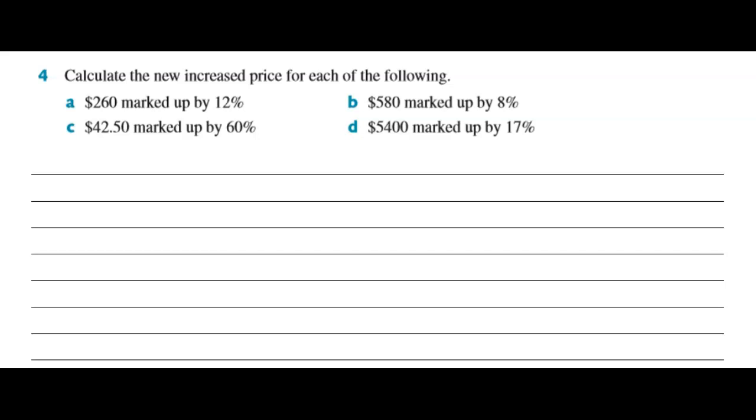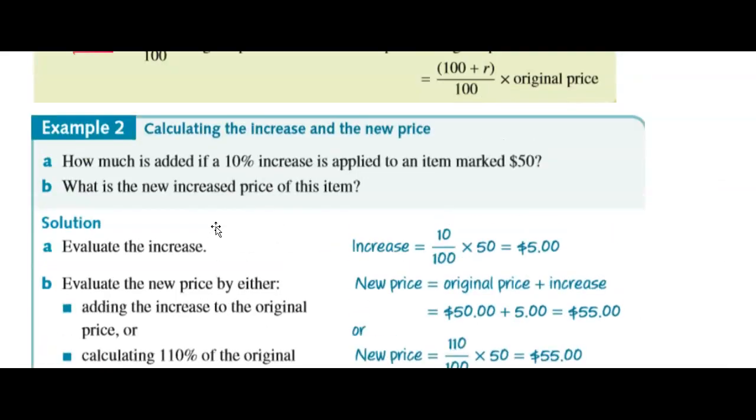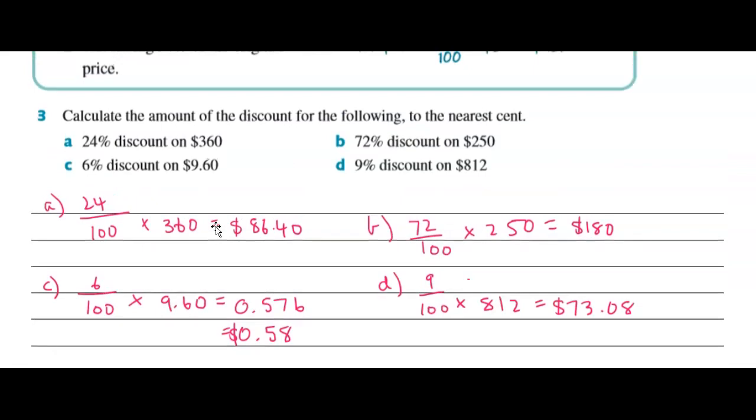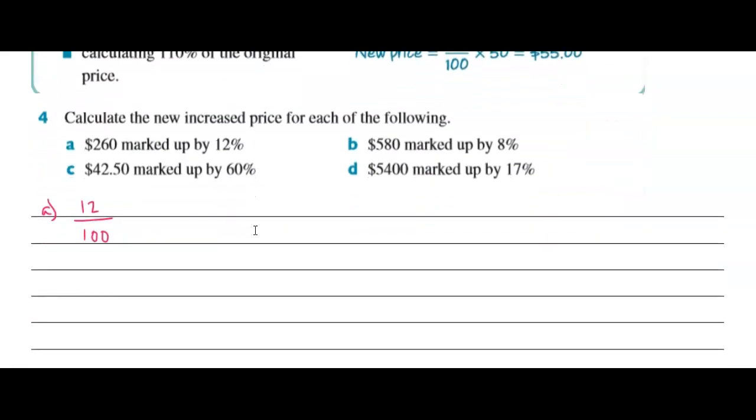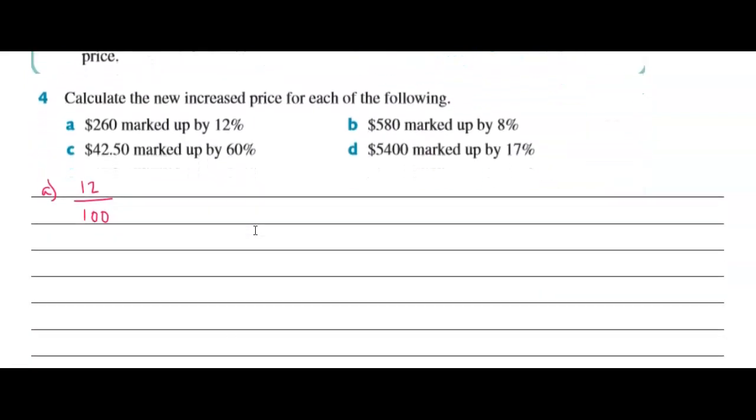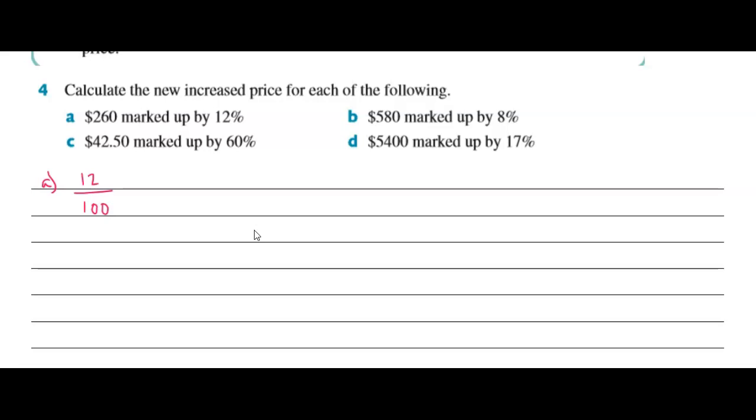Calculate the new increased price for each of the following. So again, we do our interest rate. Actually, I'm just wondering if they wanted the discount or the new price. Oh no, that one's the amount of the discount. This one here says calculate the new increased price. Okay, so I'll show you both ways. I'll show you the way that I did it in question 1, and then the other way, so you can decide which way you would like to do it.